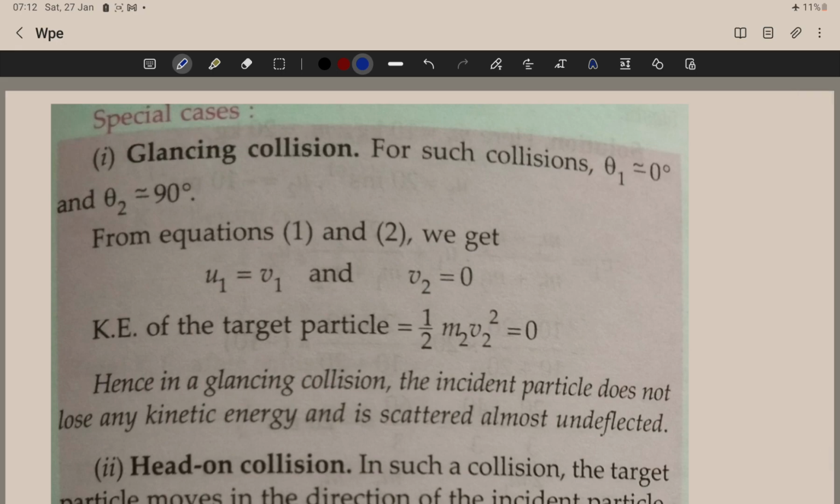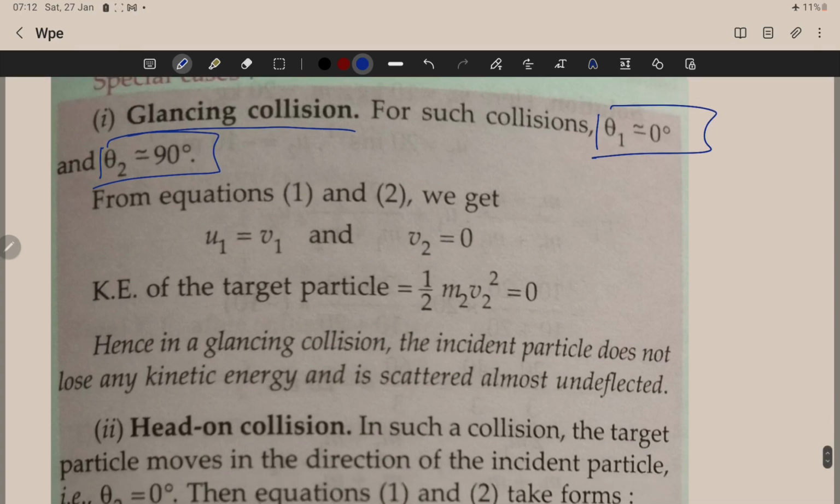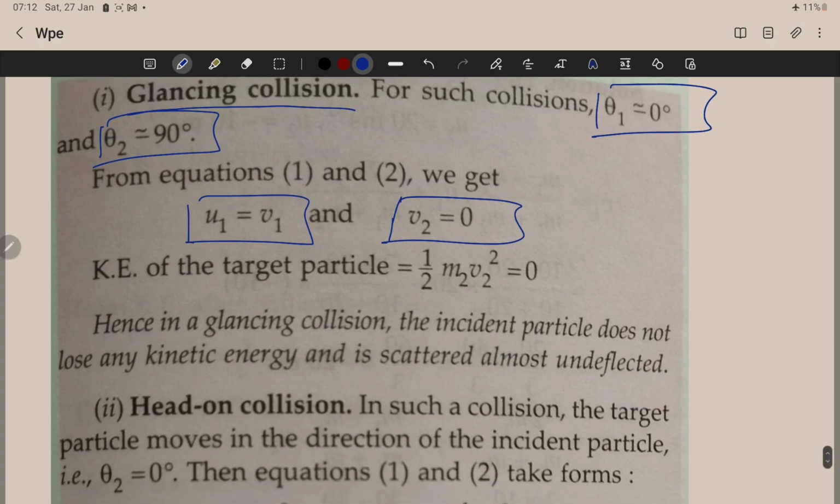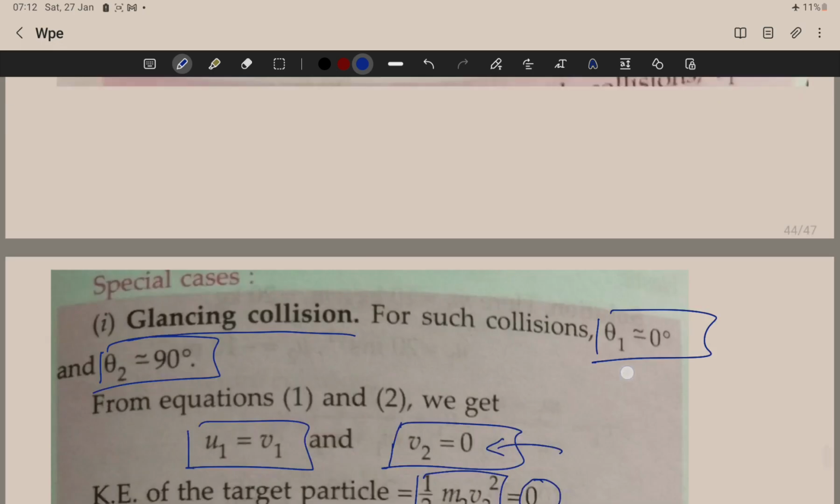Now there are some special cases, that is the glancing collision. In a glancing collision, if theta 1 becomes 0 and theta 2 becomes approximately 90 degrees, then putting the values in the momentum equation, we get v1 equal to u1 and v2 equal to 0. The kinetic energy of the target particle is half m2 v2 squared, and as we know v2 is 0, the particle which is initially at rest will remain at rest after collision.